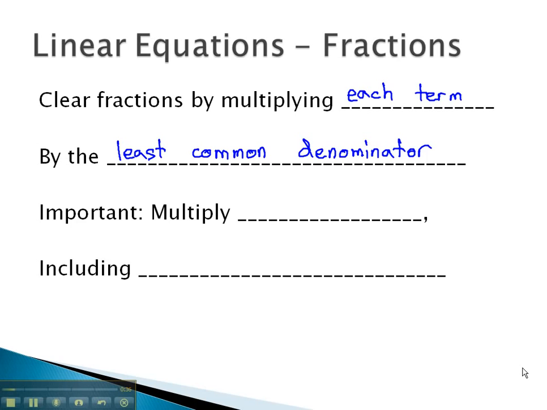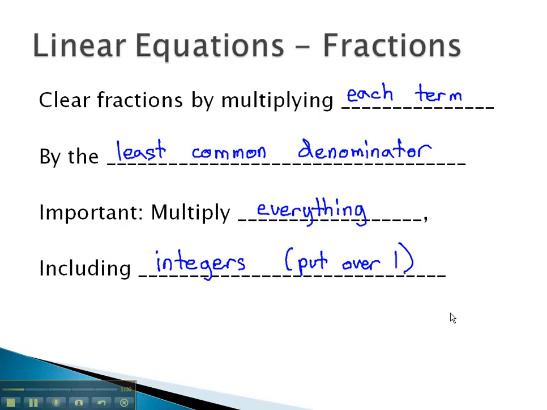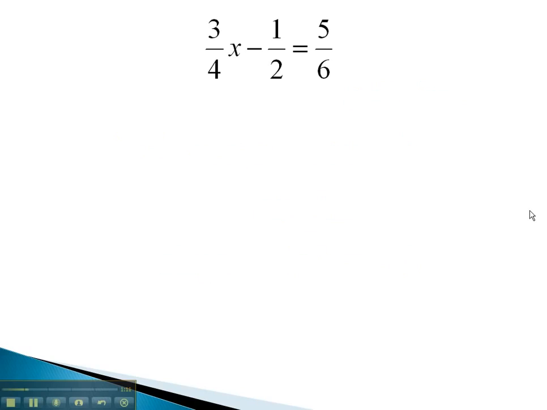It's important to remember as we do this that we multiply everything by this least common denominator, including any integers, because even though it doesn't look like a fraction, we can always put it over 1. When we do so, it becomes a fraction. So let's look at how we can clear fractions out of an equation by multiplying each term on both sides by the least common denominator.